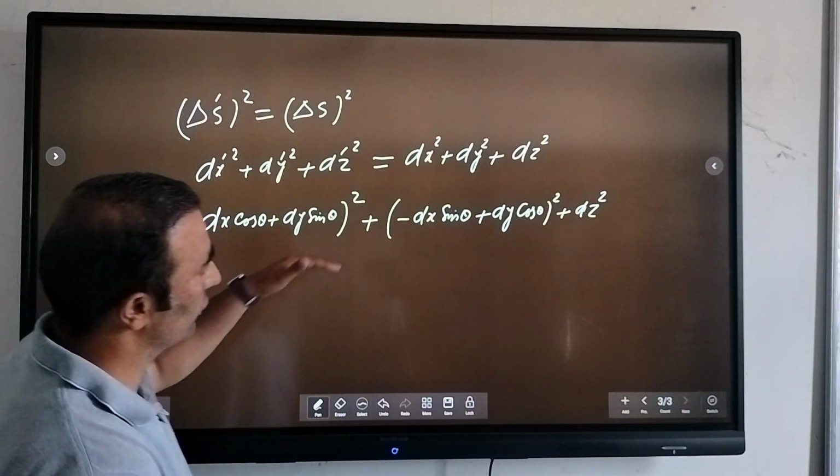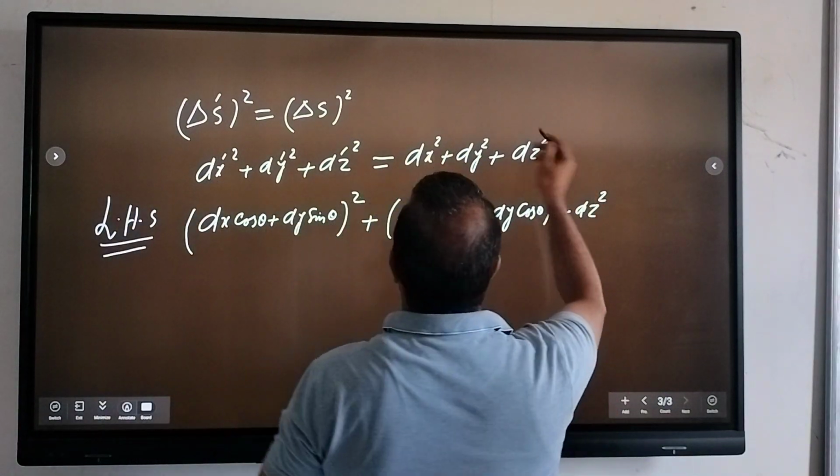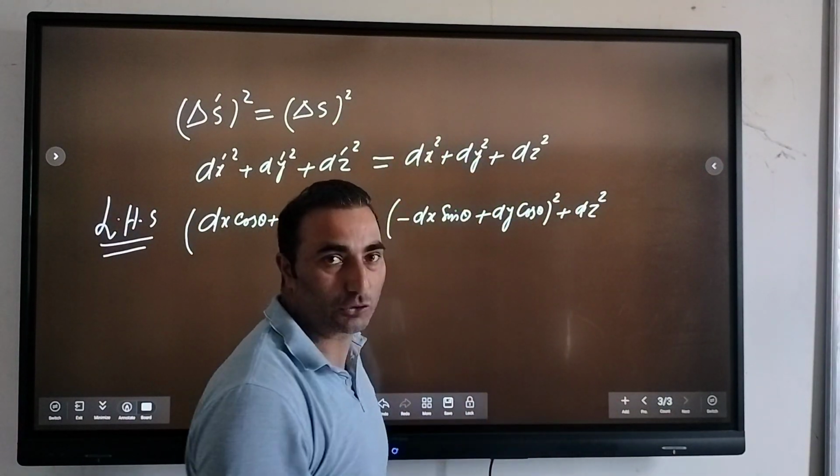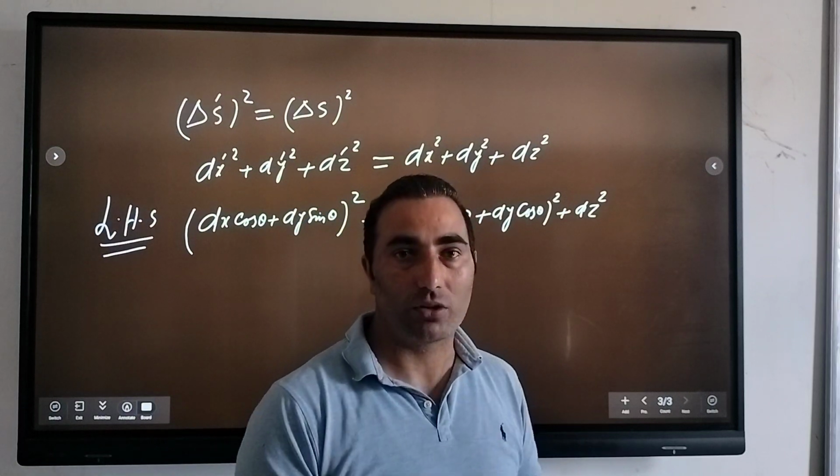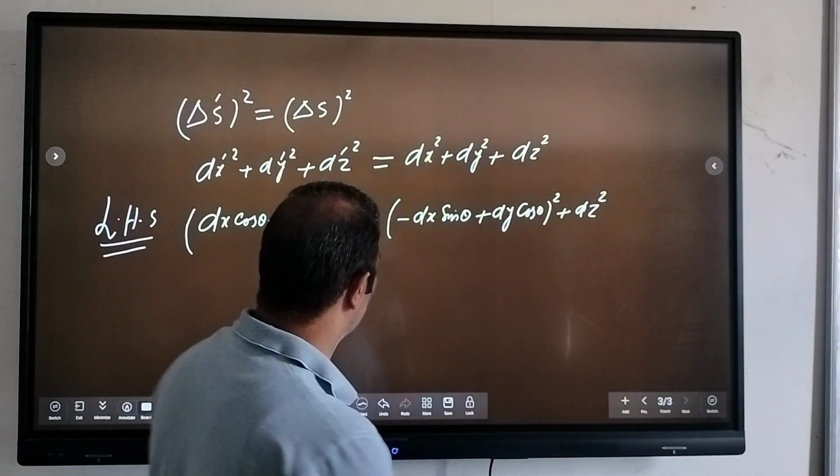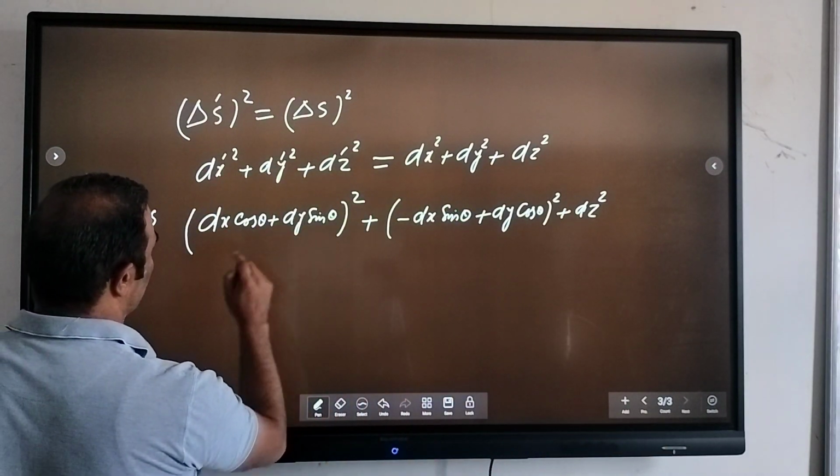So let us evaluate this. This should be equal to delta x square, right? That means this length should remain invariant, right? So let's do it. Let's calculate now. So what is this stuff?